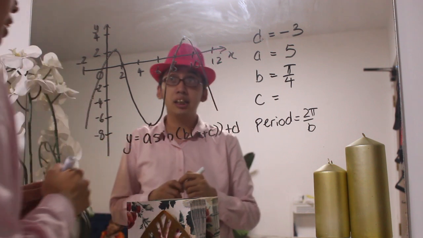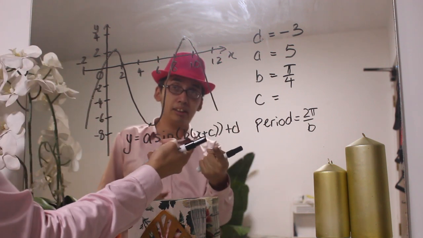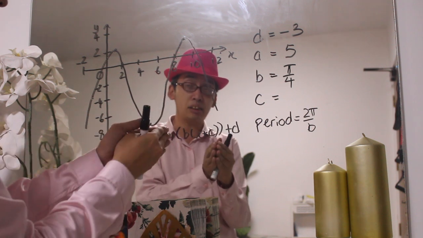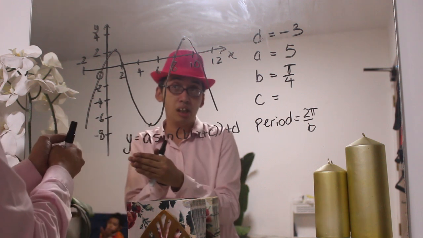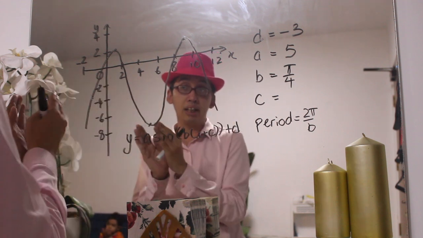Okay, now we're going to c. C is a bit difficult. If you see this equation, it is x plus c, right? So that means c is actually a translation. If it's plus, that means it's a translation to the left. So you need to know how the graph shifts to the left.